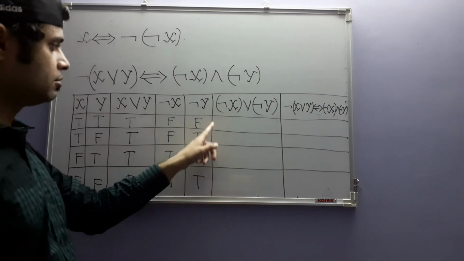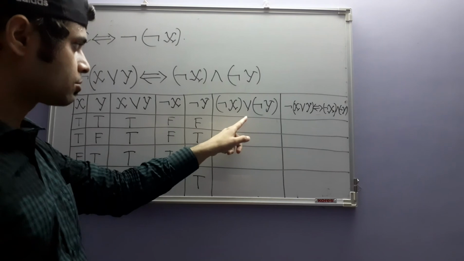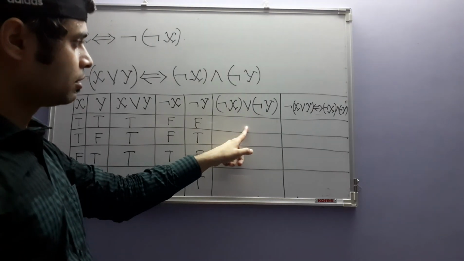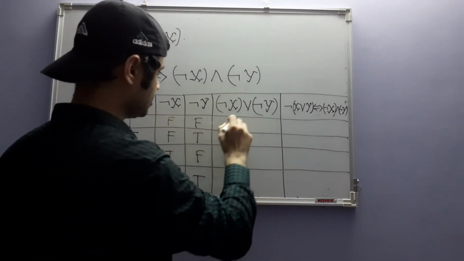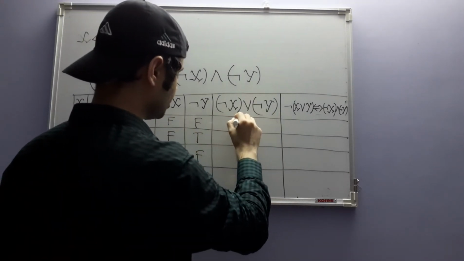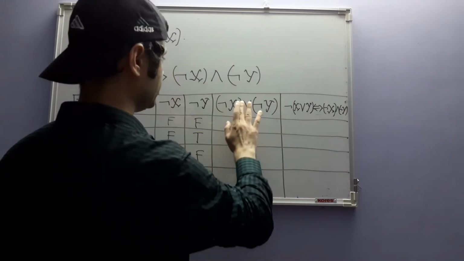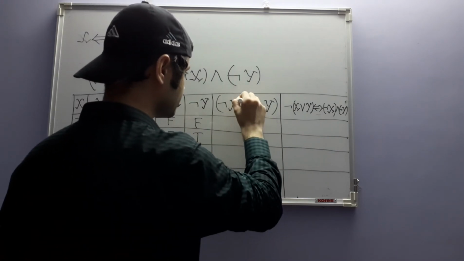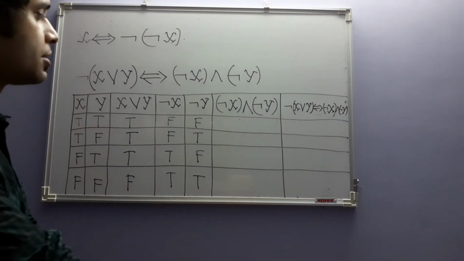Now we come to the disjunction of these two. So this is true only when at least one of them is true. So in the first case, it is false. Oh, sorry. What have I written here? It is not disjunction, it is conjunction.